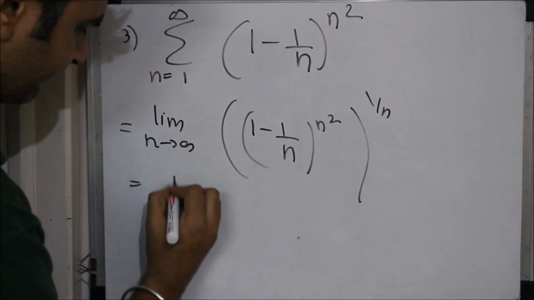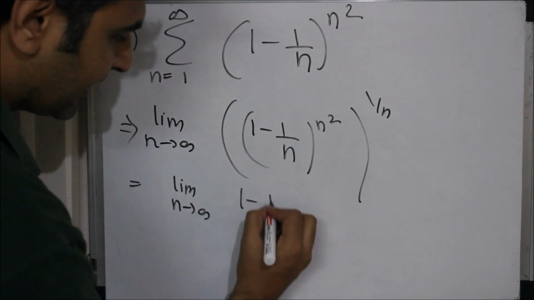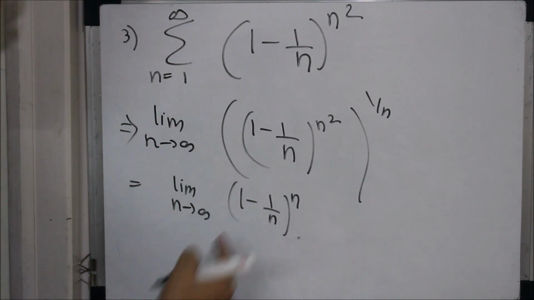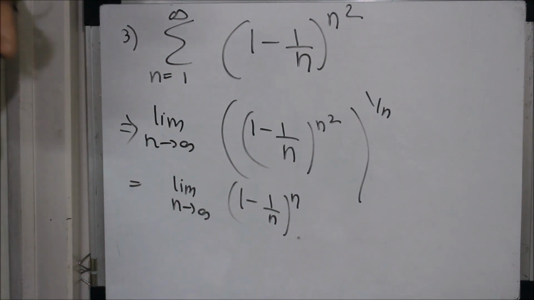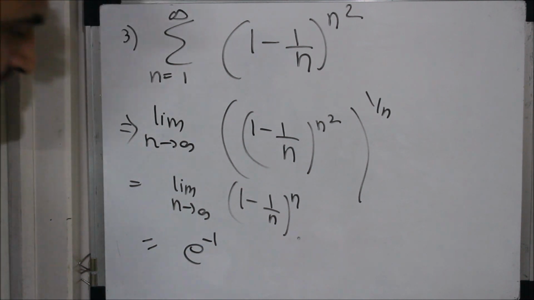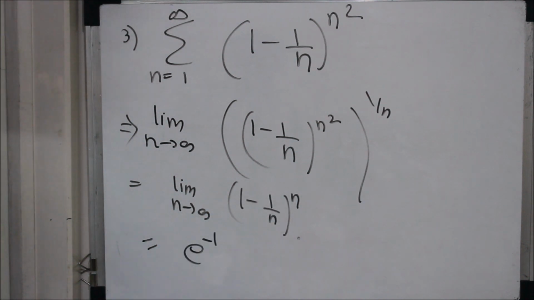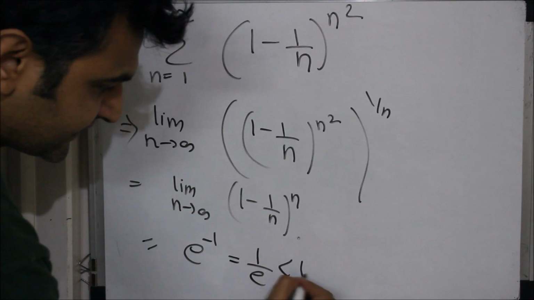And what is this? This is limit n going to infinity, 1 minus 1 by n raised to n. You have n square and 1 by n, so you have n. And if you remember, we saw where does this sequence converge? In one of the lectures in the sequences playlist, you will observe that this converges to e raised to minus 1. We proved in sequences that 1 plus x by n raised to n goes to e raised to x. Here x is minus 1 and this is nothing but 1 by e, which is less than 1.